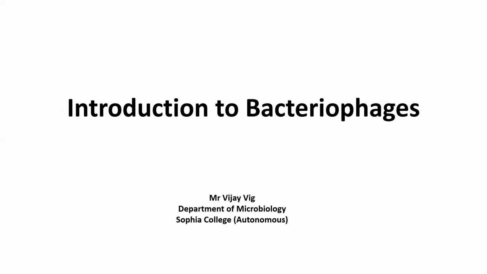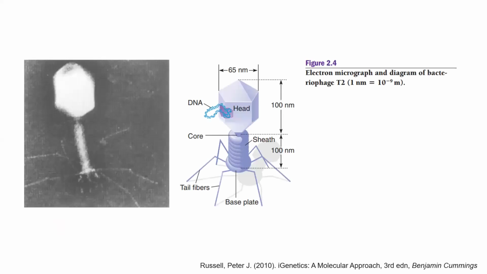Hi everyone. In this first lecture, we will see what bacteriophages are. This is the structure of a typical bacteriophage. They have an icosahedral head, and there's a collar below the head. There's a core or a tube which is part of the tail structure. And then there is a helical sheath that surrounds the core.